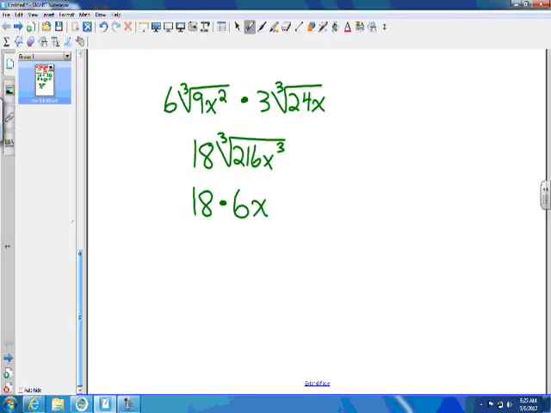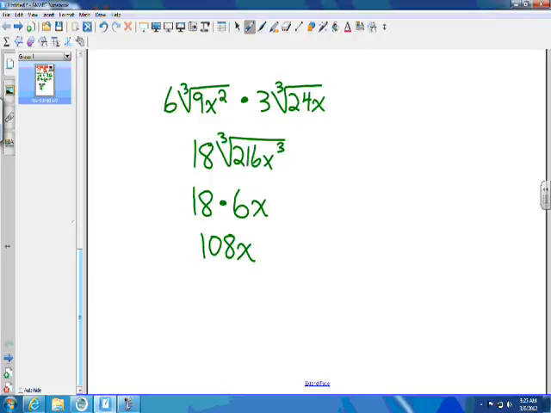And then you just finally multiply those two numbers. 108x for your final. And I get 216.